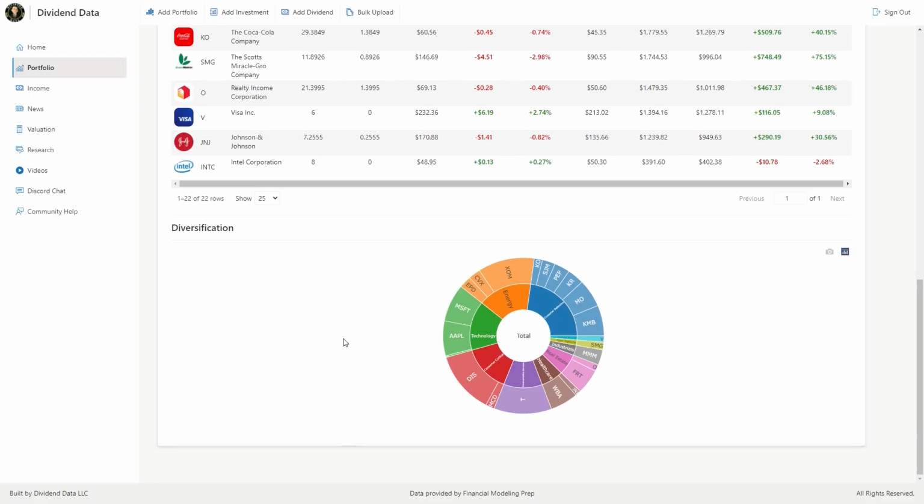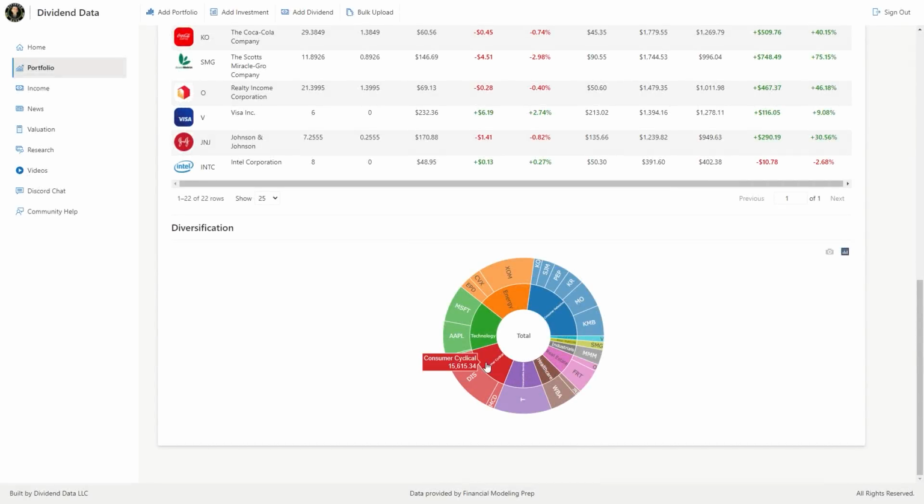The diversification of my portfolio has changed since the last update. Consumer defensive is still my largest sector, however, energy has now grown to second. This is closely followed by technology, consumer cyclical, and then communication services. I now have financial services in my portfolio thanks to the addition of Visa.